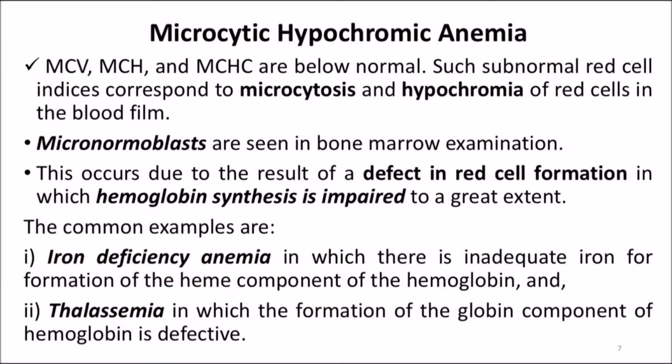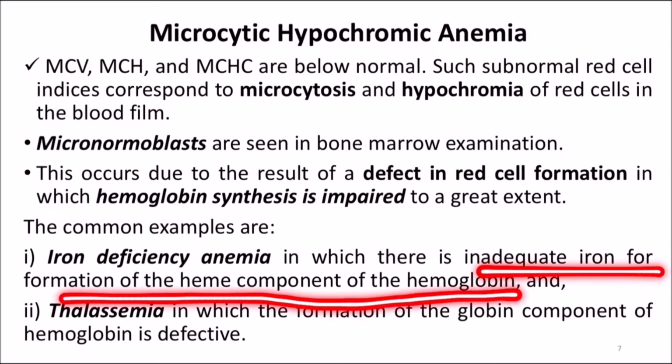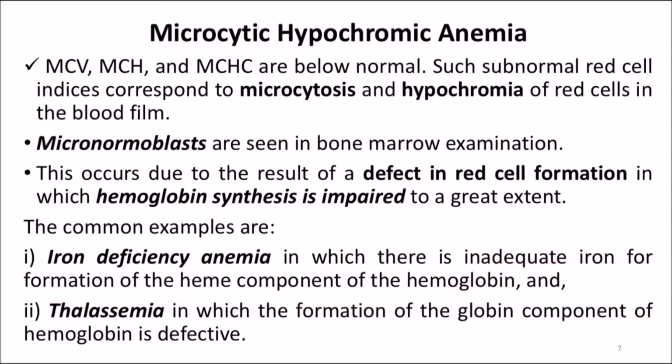In iron deficiency anemia, there is inadequate iron for the formation of the heme component of the hemoglobin. As you know, hemoglobin has two parts, heme as well as globin. For the heme component we need an adequate iron supply, whereas globin goes to the protein pool. The second example is thalassemia. In thalassemia, the formation of the globin component of the hemoglobin is defective.